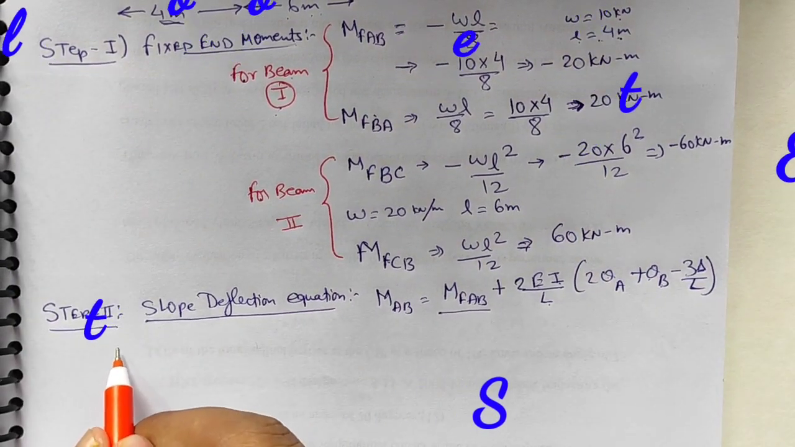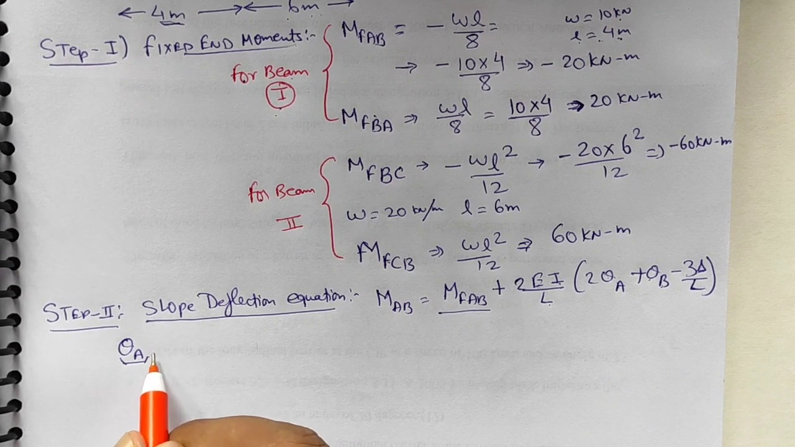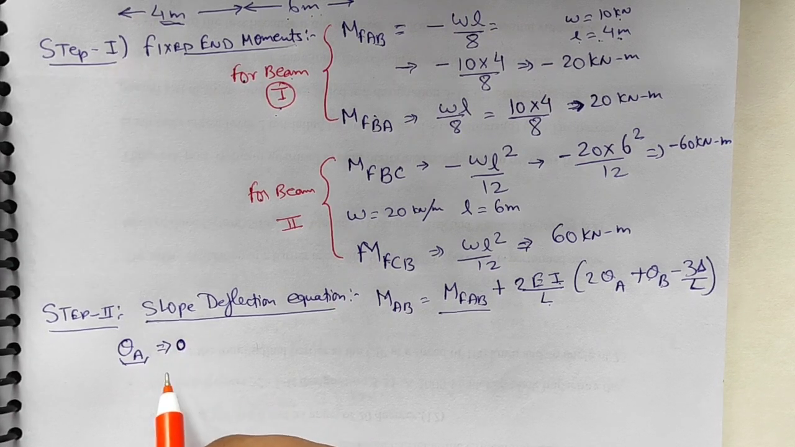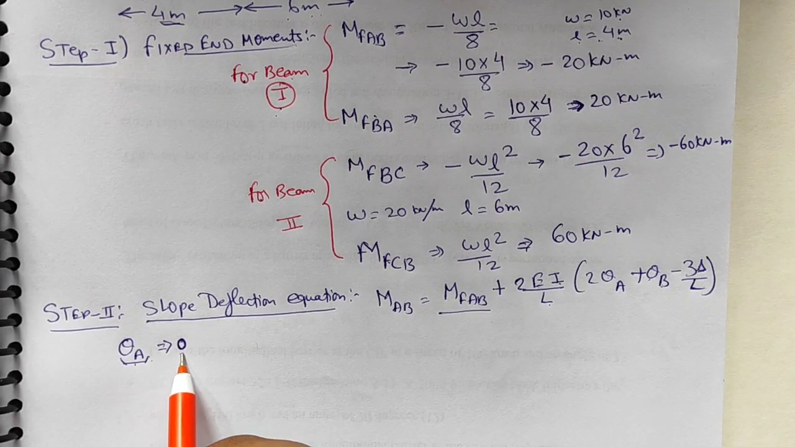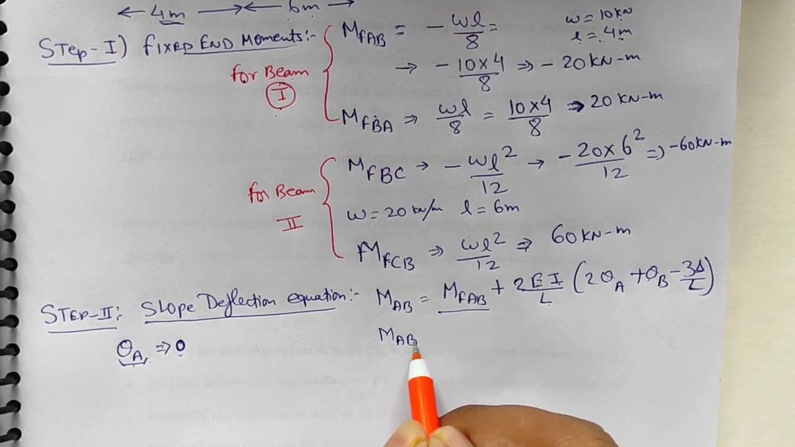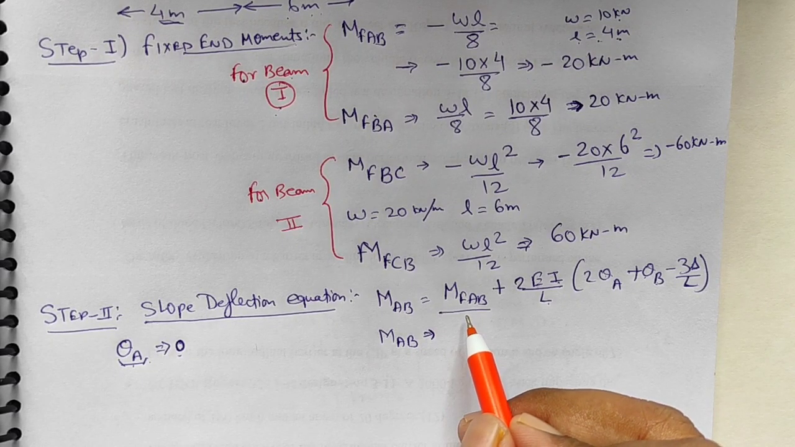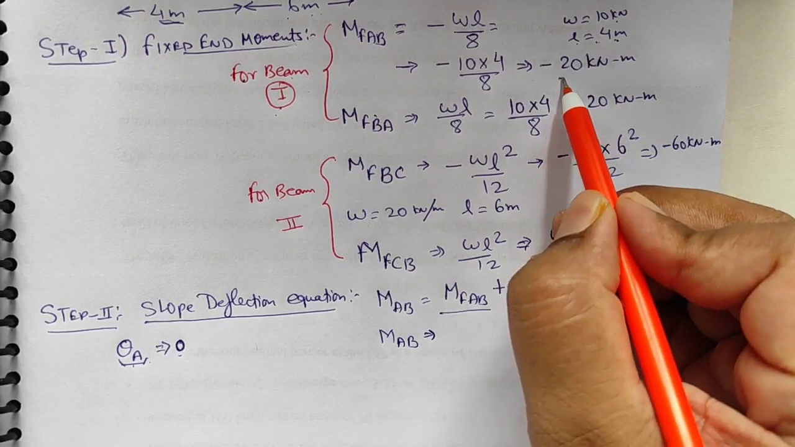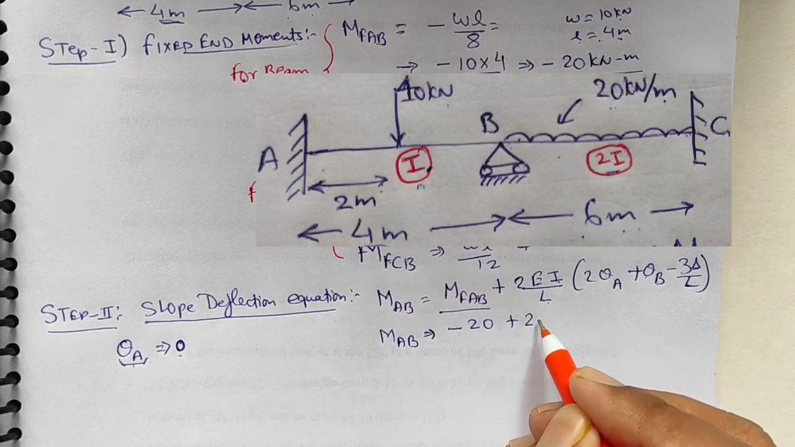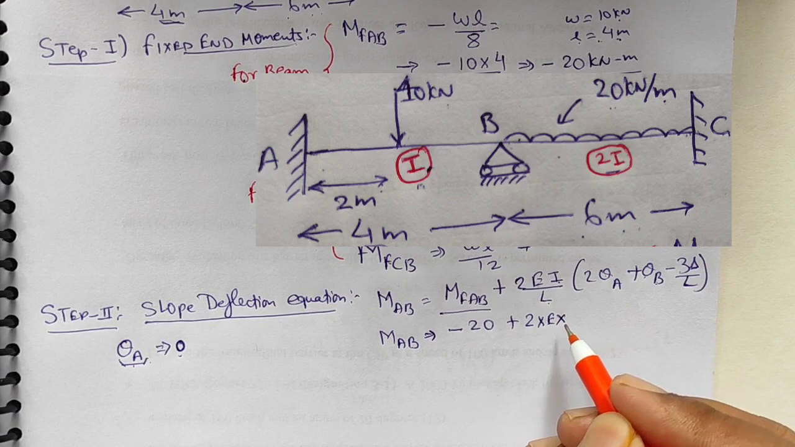Now we'll put in the values, starting with theta A. We know that the rotation at a fixed end support will be equal to 0. That means at a fixed end there is no rotation, therefore we will take the value of theta A as 0, and the rest of the values we have evaluated previously we'll put in the equation. For MFAB we can take this value, that is, negative 20, plus 2 into E. E is not specified in the question, so we'll keep the value as E.